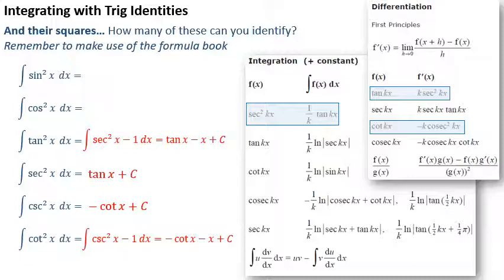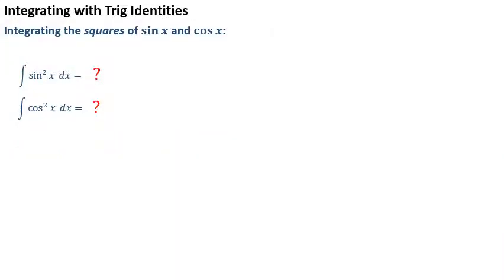The only two we're left with are the two that you might have imagined should be the easiest ones. How do we deal with sine squared x and cos squared x? They are not provided in the formula book, neither in the differentiation table nor in the integration table. So let's take a look at these two and see if we can find a way in. We're going to need to consider identities that will let us convert these integrals into something that can be integrated.